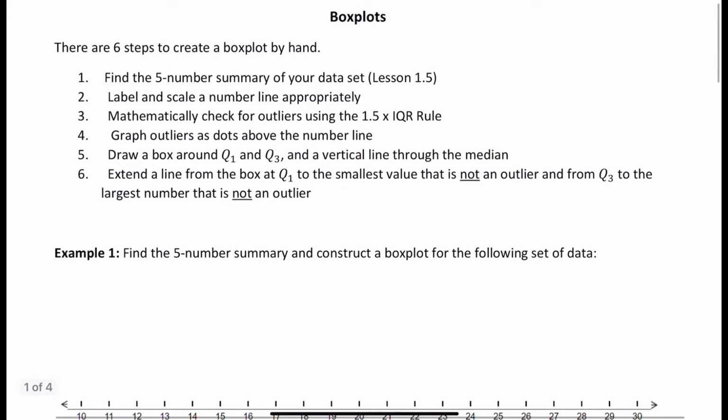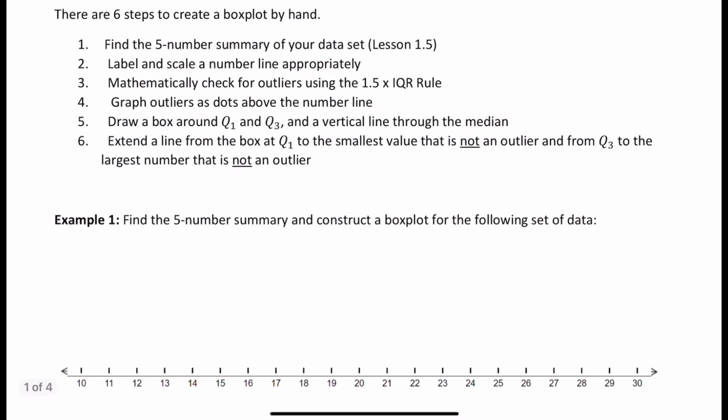So we need to look at how to actually make a box plot. There are 6 steps to this. First step, we find the 5-number summary of our data set, which is something we can find using our skills from lesson 1.5. Next, we label and scale a number line appropriately. You'll notice that in the example, I've already done that for you. Then you mathematically check for outliers, graph any outliers as dots above the number line, draw a box around the quartiles with a vertical line, and extend the line to the smallest value that is not an outlier and the largest number that is also not an outlier.